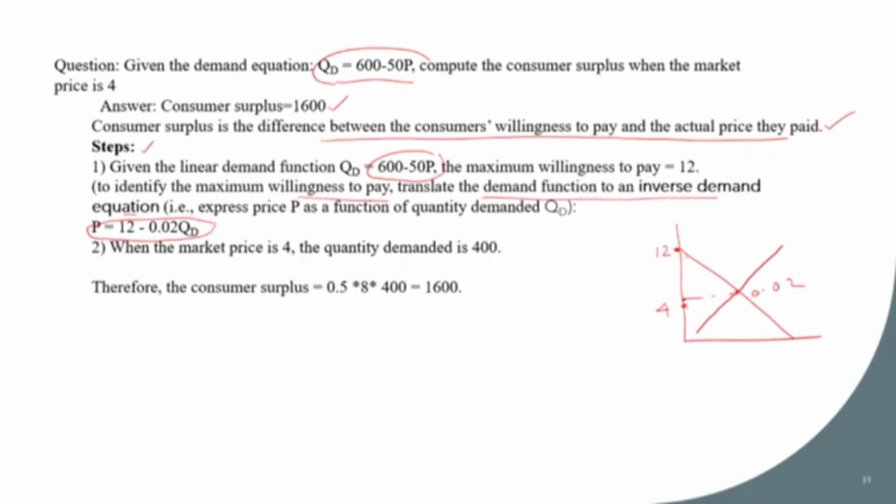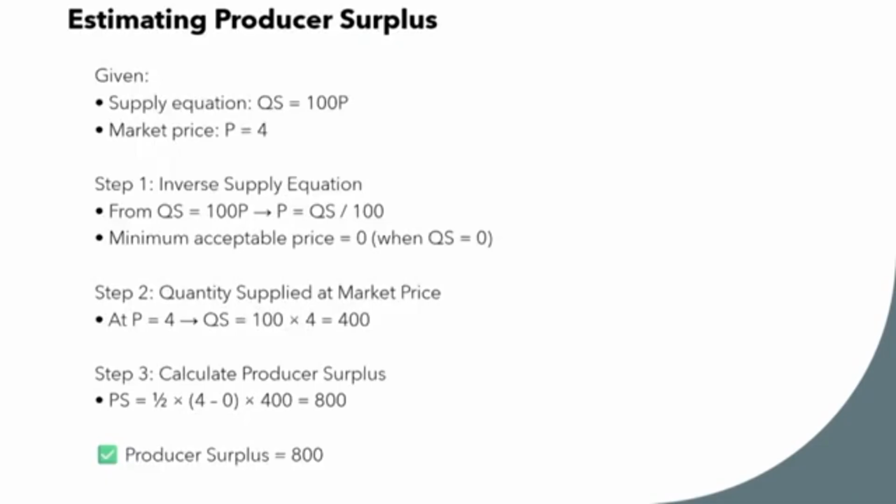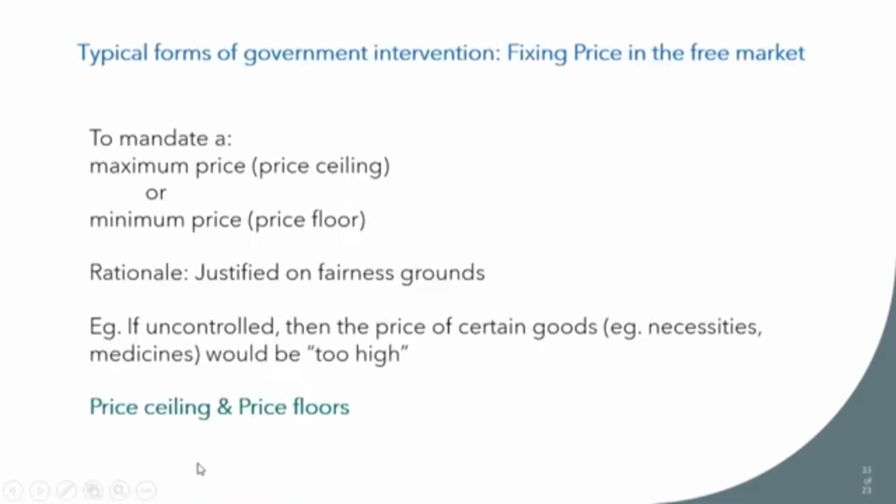Therefore, the consumer surplus is this area: 0.5 times 8 times 400. This distance is 8, and this distance is 400, and since it is a triangle, you multiply by 0.5. Similarly, you can estimate the producer surplus as well. I have listed out all the steps, and you can follow them. In this equation, you are going to get a producer surplus of 800.